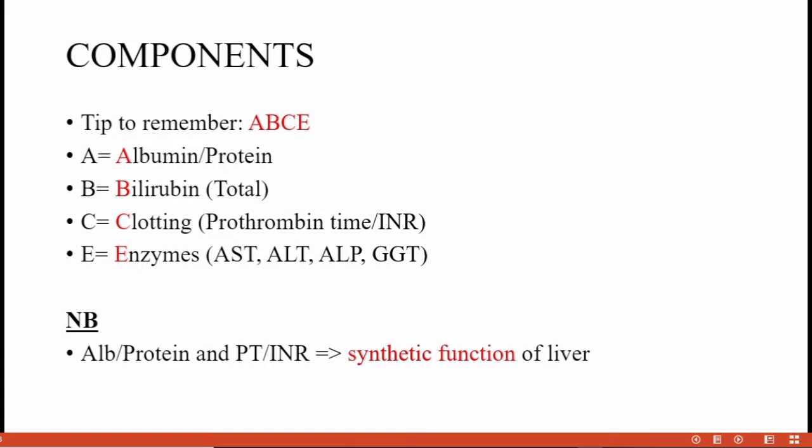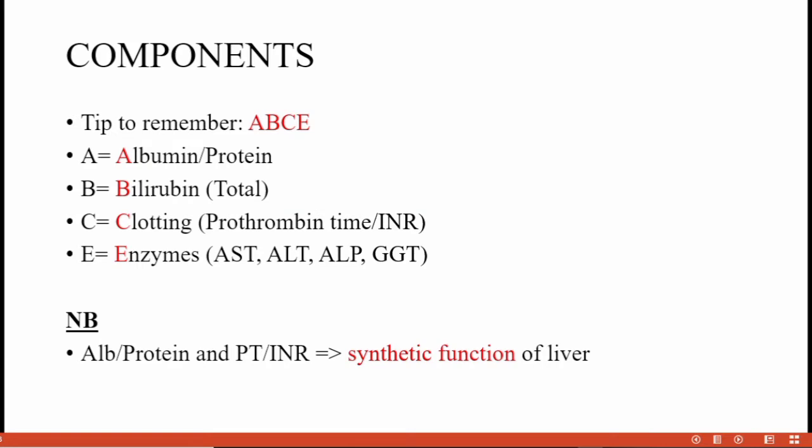The third one is C, which is clotting. As I said, the liver synthesizes most of the clotting factors, both the procoagulant and the anticoagulant factors. For the procoagulant factors, we have the clotting factors, except factor 13. Then we have the fibrinogen. Then for the anticoagulant factors, we have protein C, protein S, protein Z. They are responsible for anticoagulation, and then antithrombin 3.